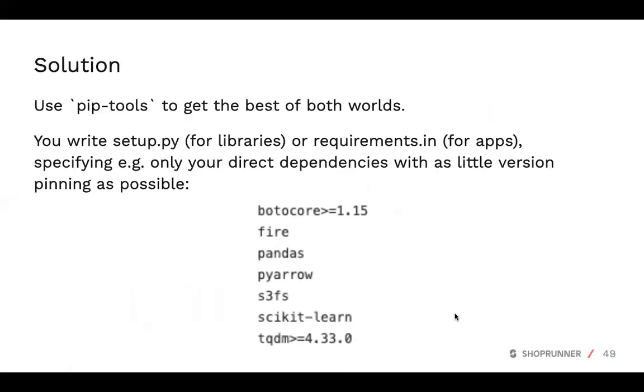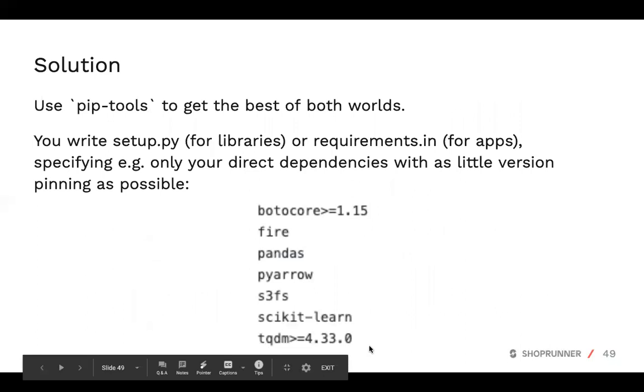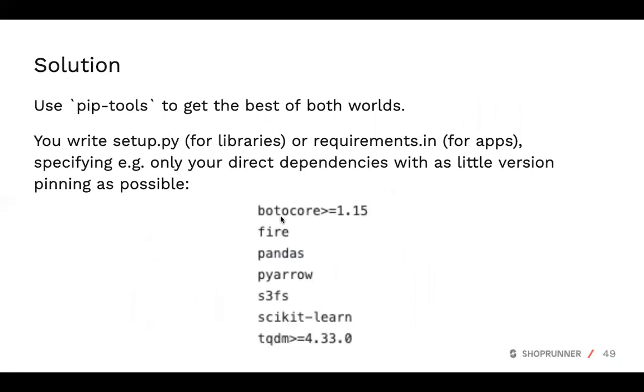So we found that there's a tool called pip-tools that we're using at ShopRunner that gives you a lot of the best of both worlds. pip-tools allows you to write the thing on the left with the lightly specified dependencies. They're sometimes called abstract requirements, like your direct dependencies with as little pinning as possible. So that's what you write.